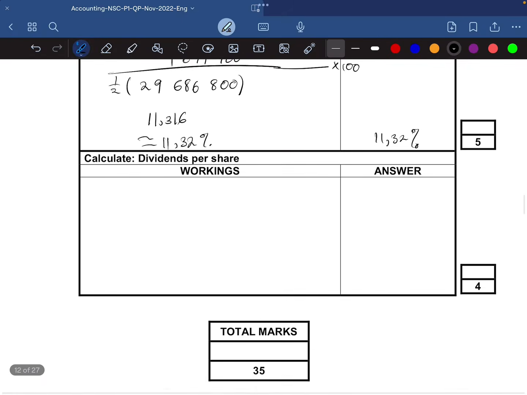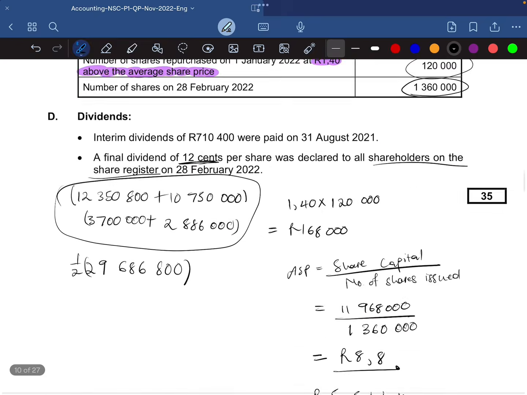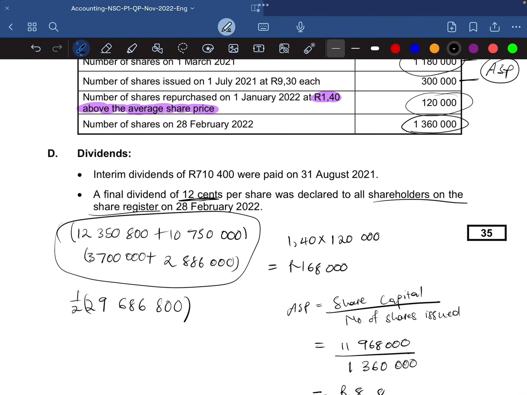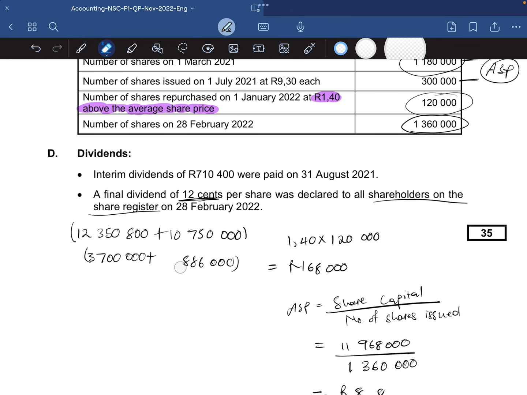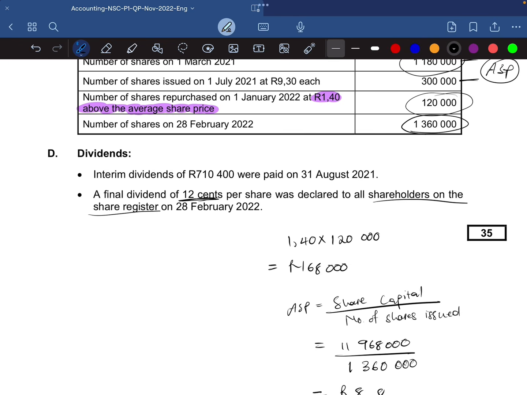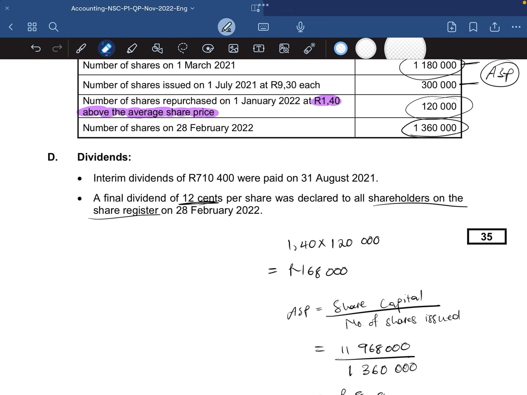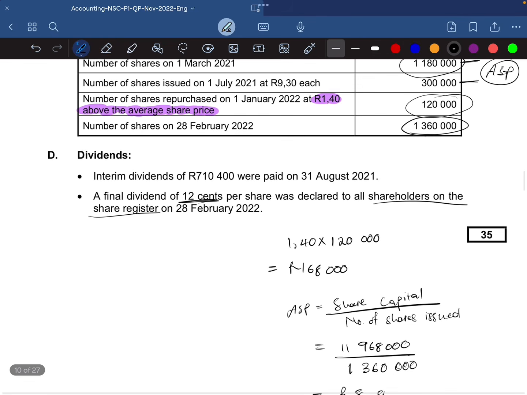Right. Now we are moving on to, I think it's the last. Yes, it's the last question. We're supposed to calculate dividends per share. So for dividends per share, we quickly move to the interim dividends and the final dividends that were issued here. For the first one, it said interim dividends of 710,400 were paid on the 31st of August 2021. Now here we are just going to look at these dividend payouts separately. We're going to look at interim dividends separately, and also the final dividend separately.